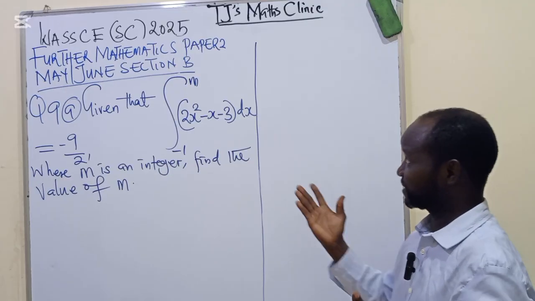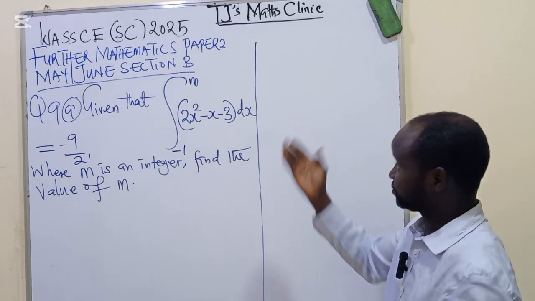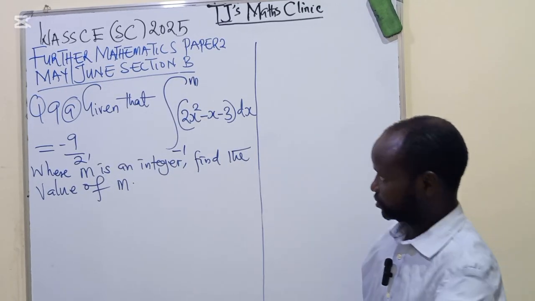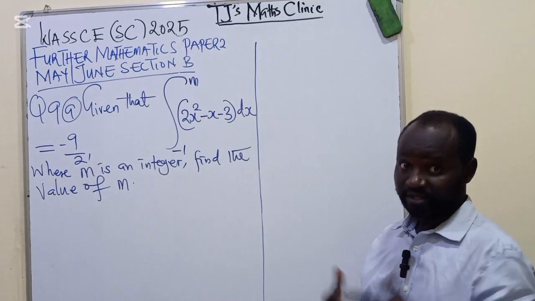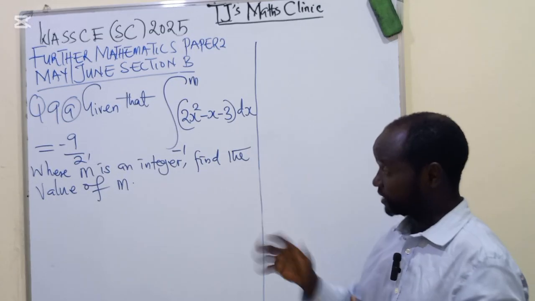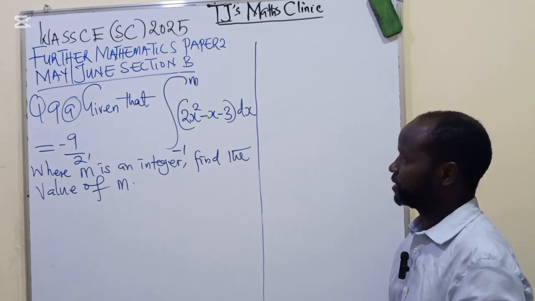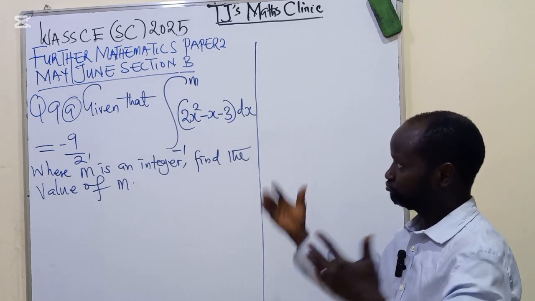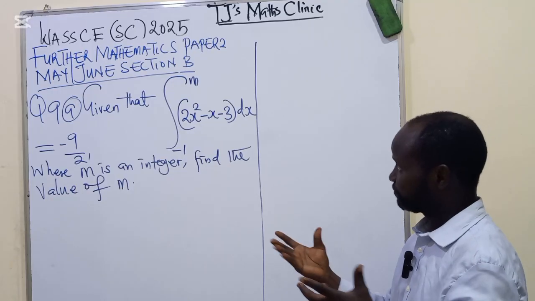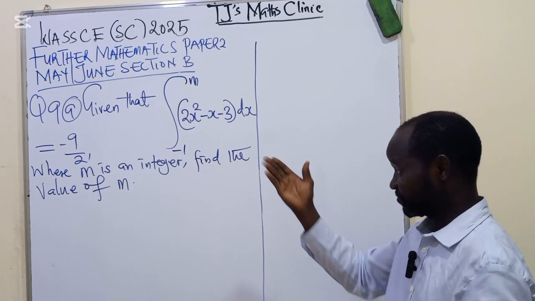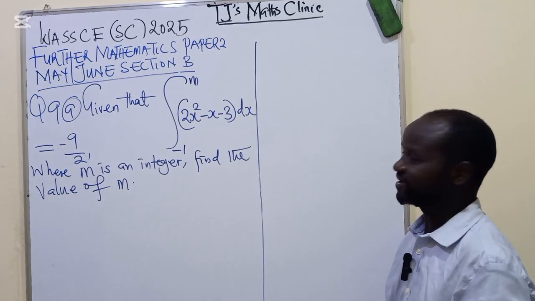Further Mathematics, Paper 2, May June, Section B. With us here is question 9A. We have 9A and 9B. In this lesson, we'll be looking at only 9A. I decided to break the video into 9A and 9B for proper understanding. Let's consider this question 9A.